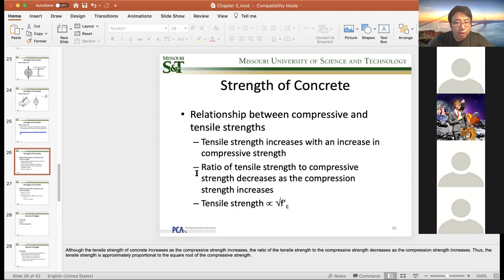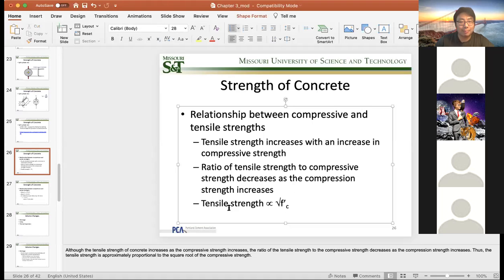There are relationships between compressive and tensile strengths. They grow proportionally: if the compressive strength is high, then the tensile strength is normally high. The ratio between tensile and compressive strength decreases as the compressive strength increases. So there's a limit. If you increase the compressive strength indefinitely, your tensile strength does not increase correspondingly. We say that tensile strength is roughly proportional to the square root of the compressive strength, f prime c.